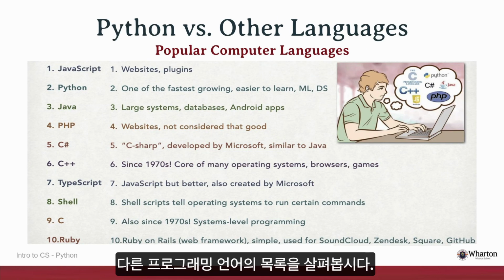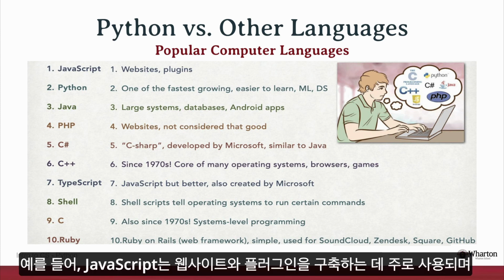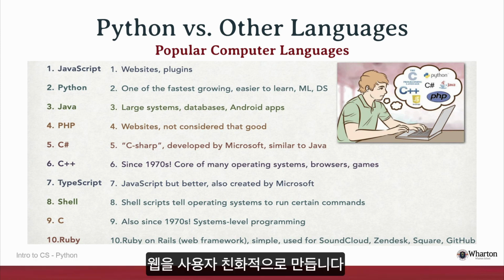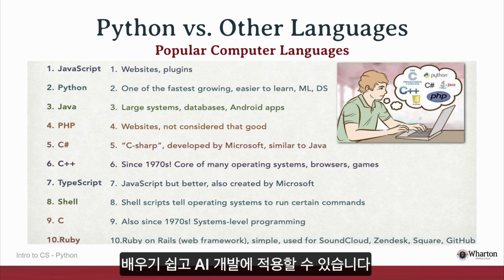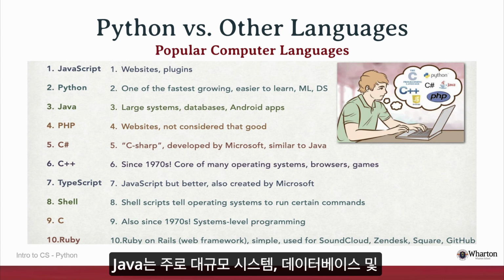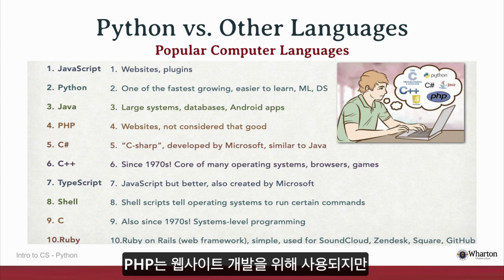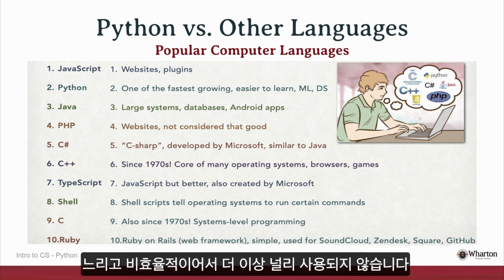Here's a list of other programming languages. JavaScript, for instance, is primarily used for building websites and plugins, making the web interactive and dynamic. Python, which is one of the fastest-growing languages, is easy to learn and applicable in AI development. Java is usually chosen for developing large systems, databases, and Android applications. PHP is for website development, however. It is not widely used anymore because it is too slow and inefficient.